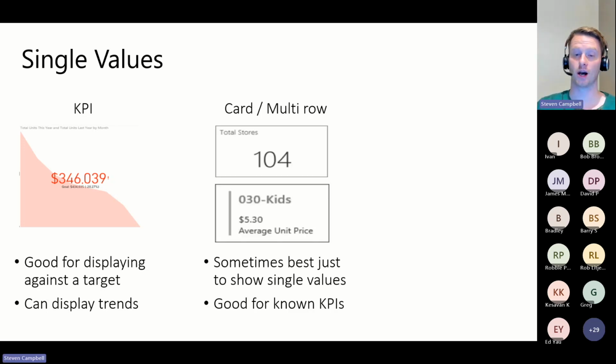There are some things though, of course, that you can't really give a context, and don't just make up a context if it doesn't make sense. So maybe we have something called total stores. This is just a count of total stores.